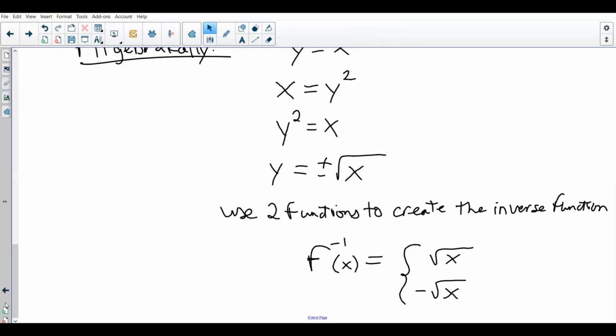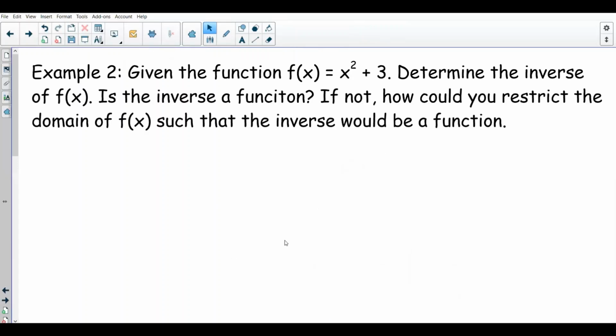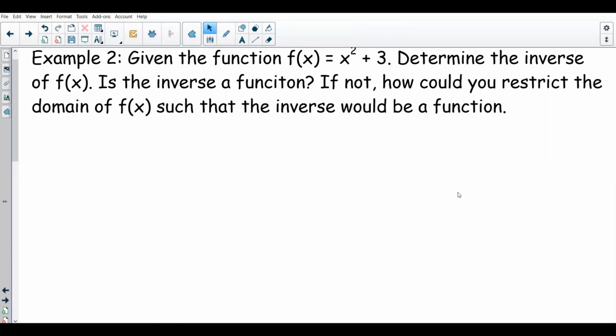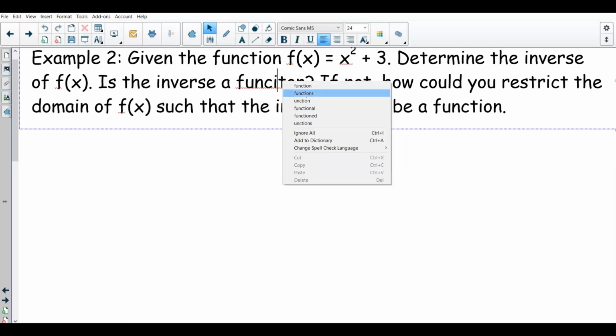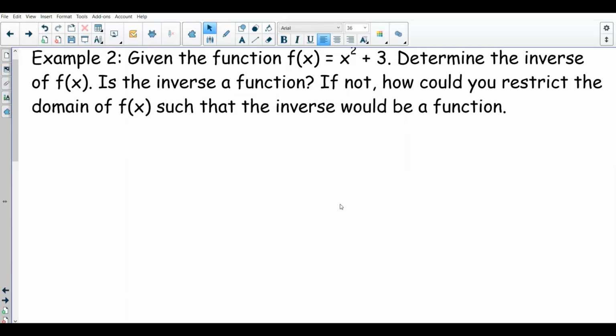All right, so now that we've seen what an inverse is and how to create an inverse, we can do it from a table, from a graph, or algebraically. Let's take a look at one more example here. We're going to do the function f of x equals x squared plus 3. We want to determine the inverse of f of x. Is the inverse a function? If not, how could I restrict the domain so that the inverse would be a function? And then we'll have to think a little bit about what that means. So let's do this the easy way first.